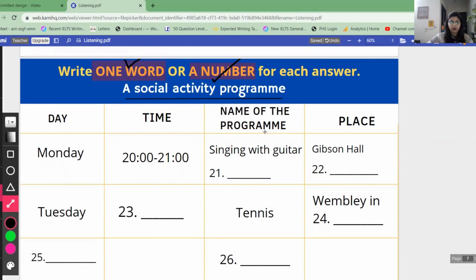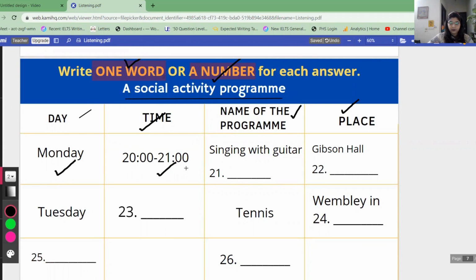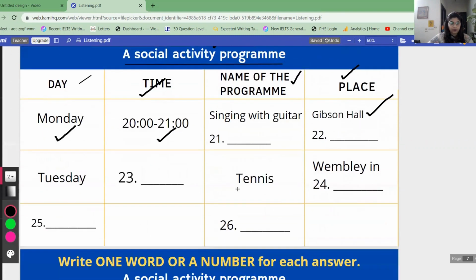Now quickly have a look at the questions because you won't get much time to read your questions. Okay, so day, time, I need to see the name of program and place. Okay, cool. So here Monday, the time is there. Program is singing with guitar and I need to see maybe another program or something. A venue is Gibson Hall and the another venue that they will be talking about.